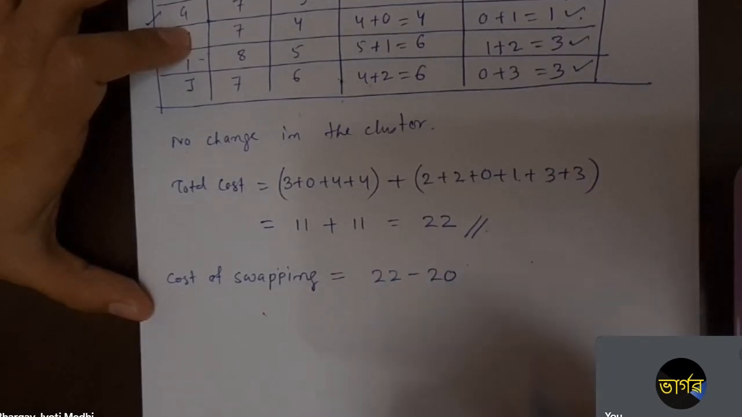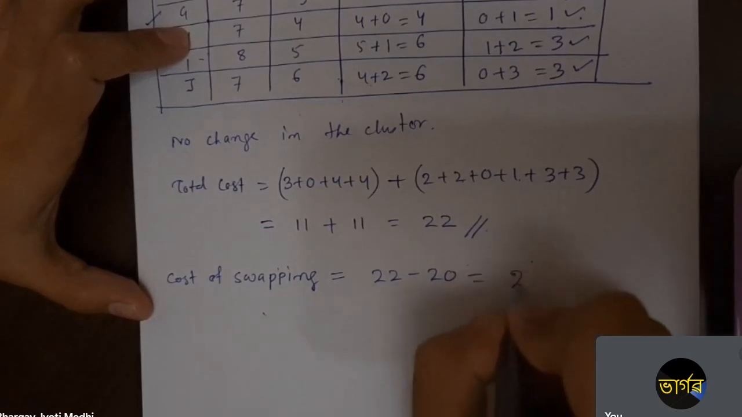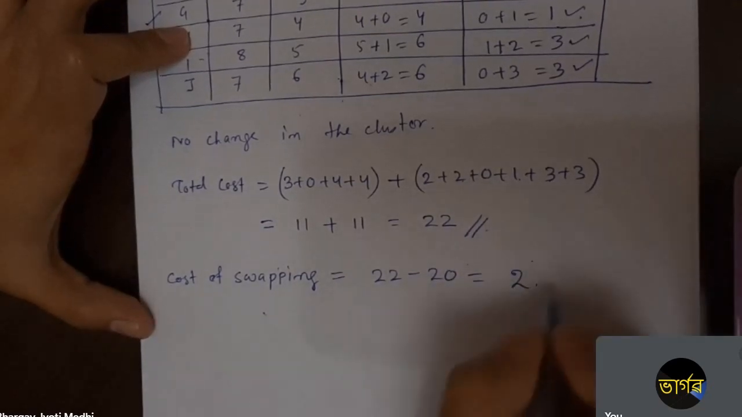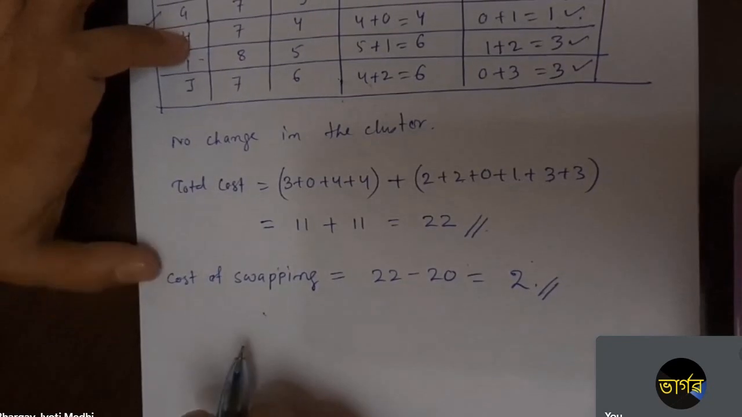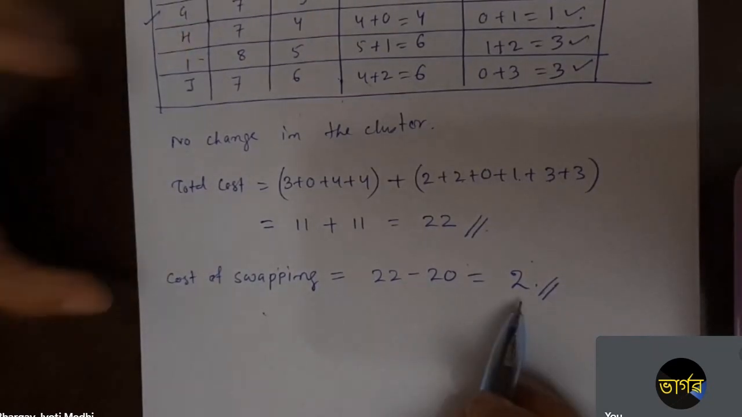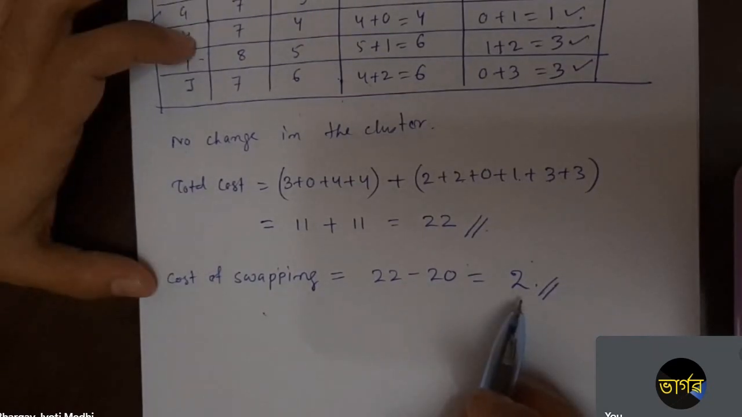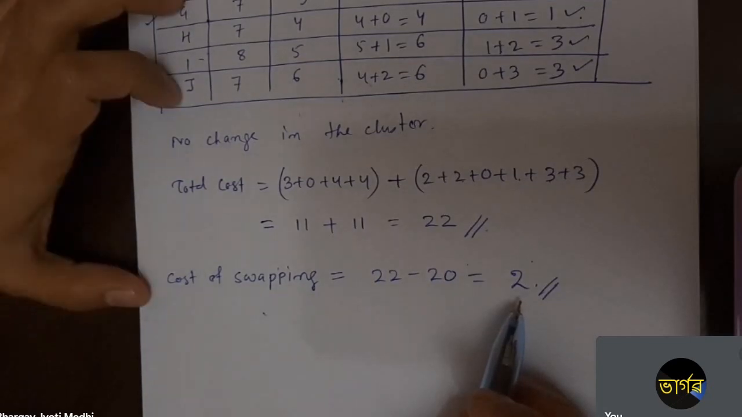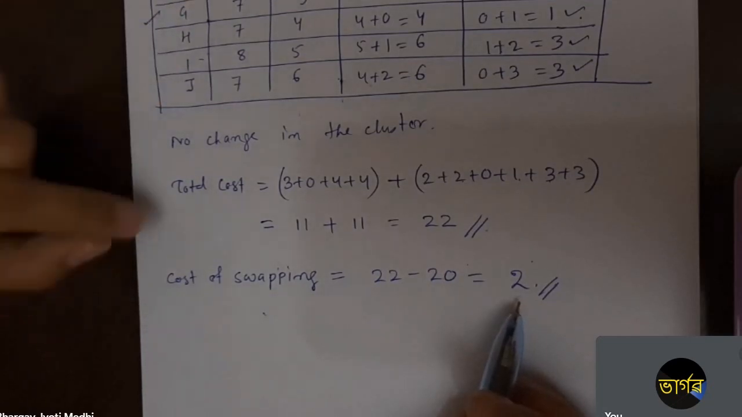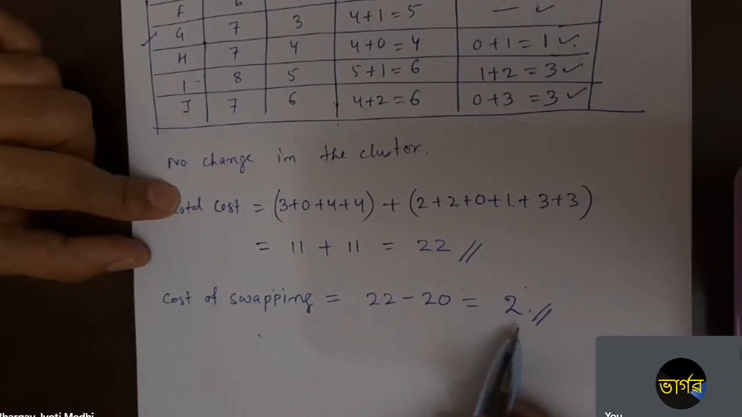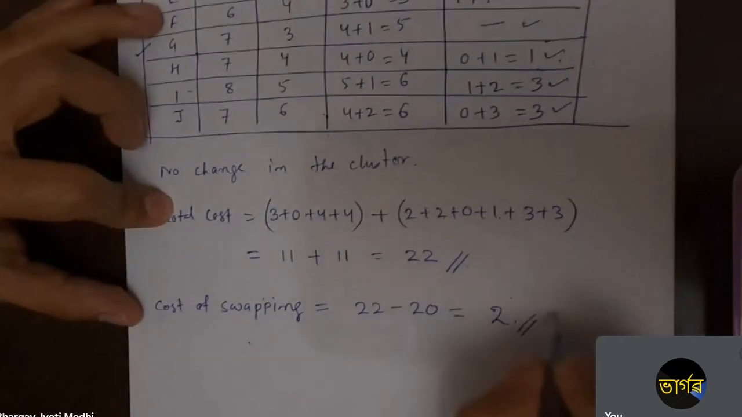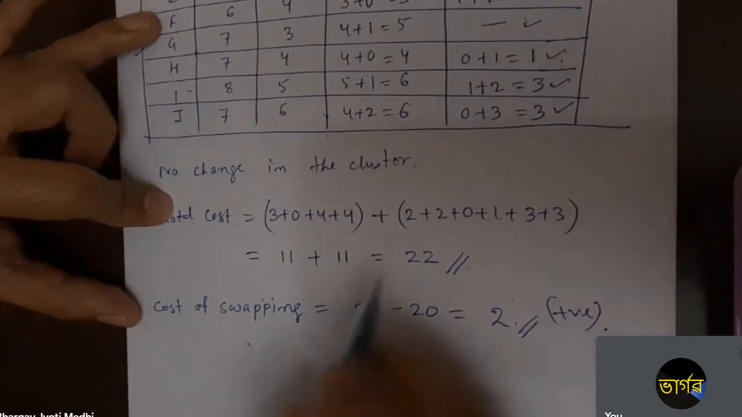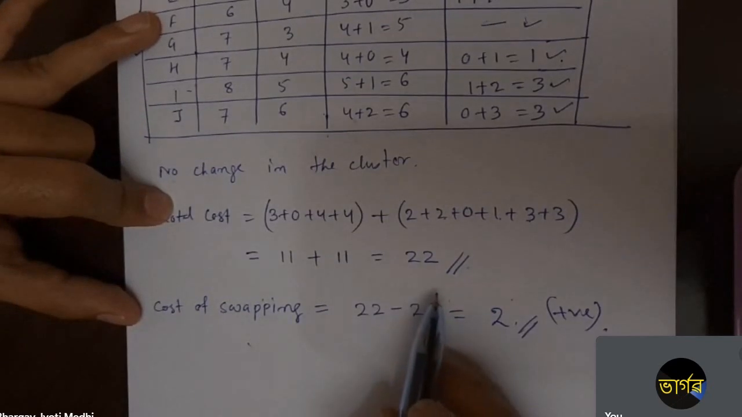So this second option is bad for us. Cost of swapping is positive, no? This is positive. Earlier it was 20, now 2 extra, it became 22. So now the cost has increased. So whenever the cost increases, we say it is not good for us.